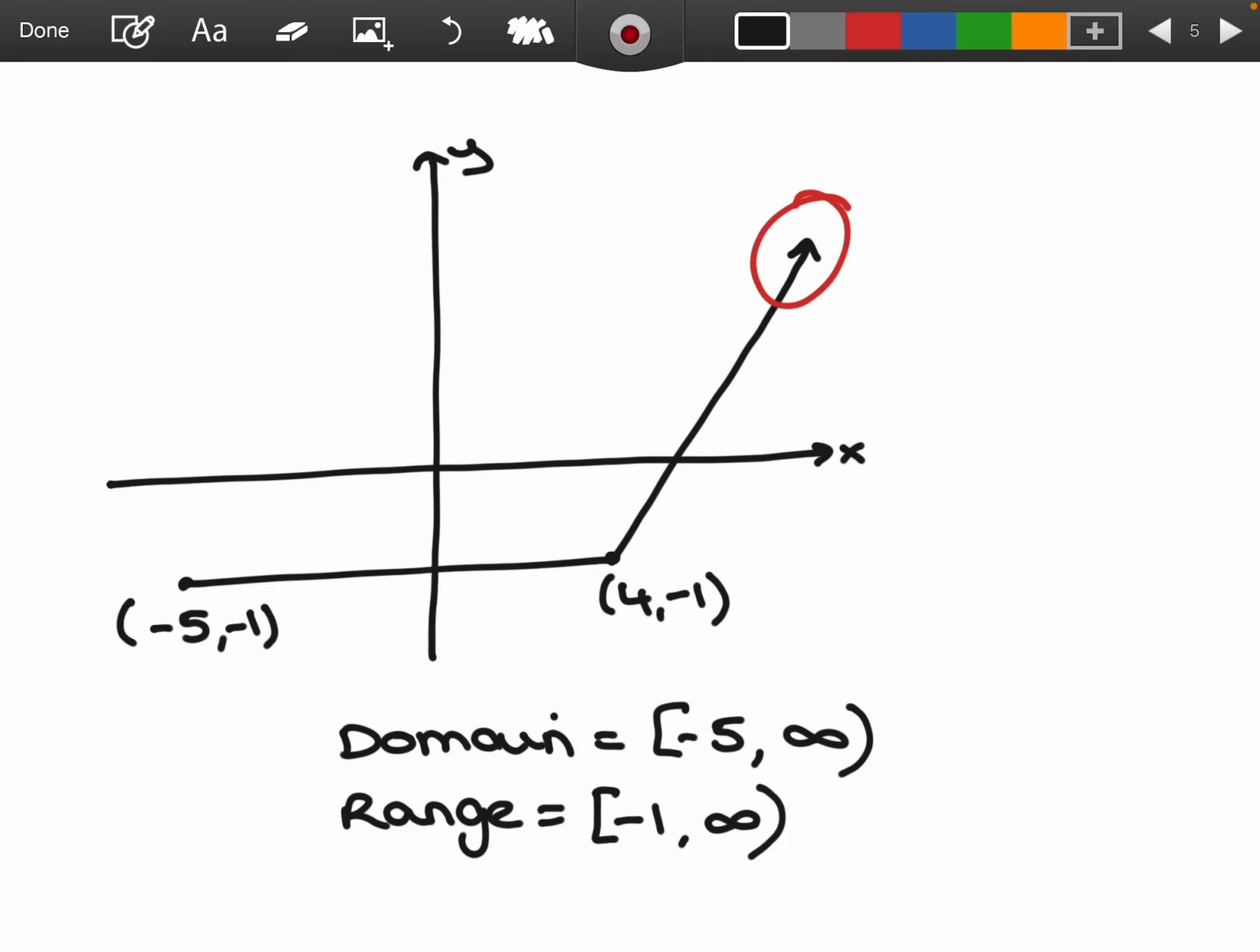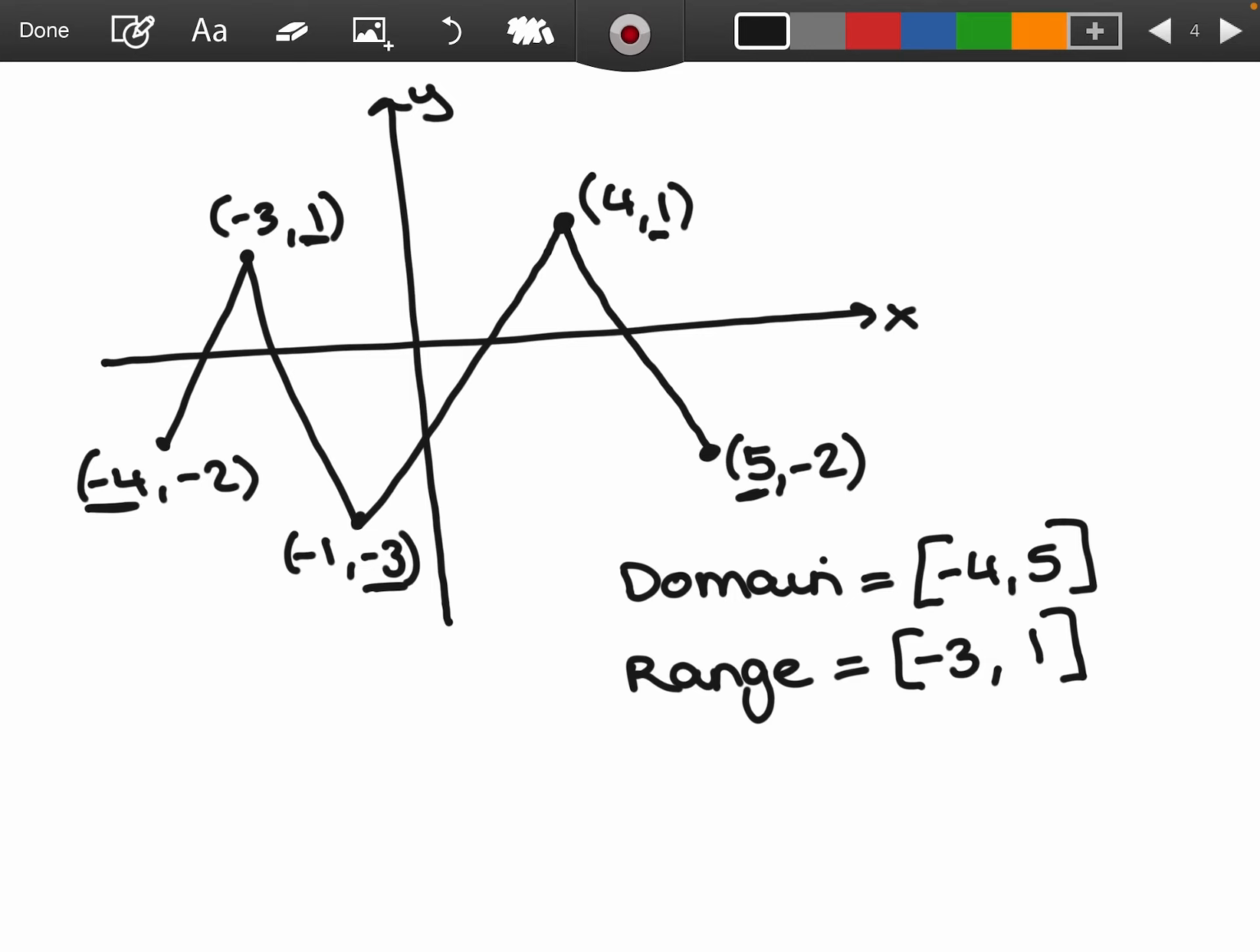So what I want you to see here is whenever you have an arrow at the end of a line, it tells me that this thing goes off infinitely. Whenever you have just a circle at the end of a line like this, then it means that it's an endpoint of a line and you don't go any further than that.